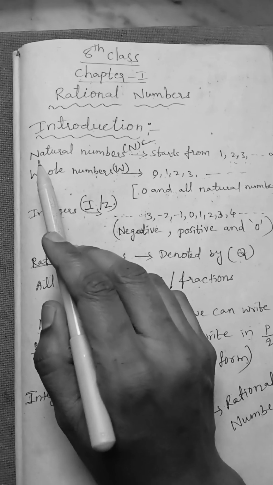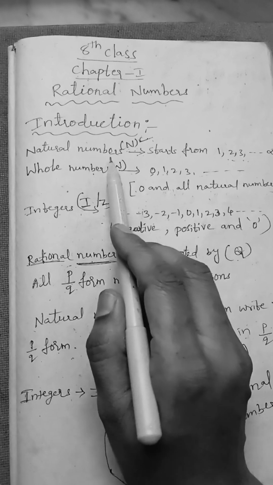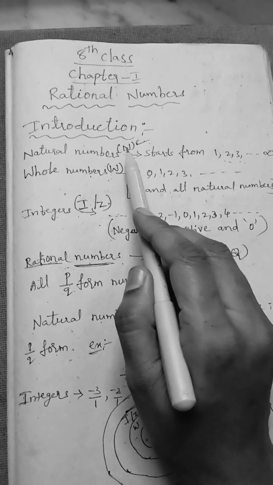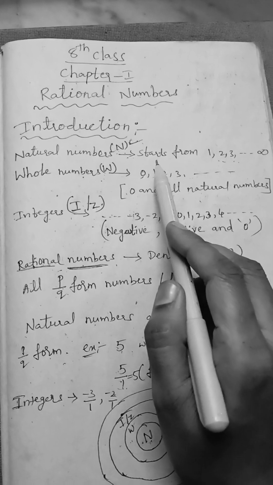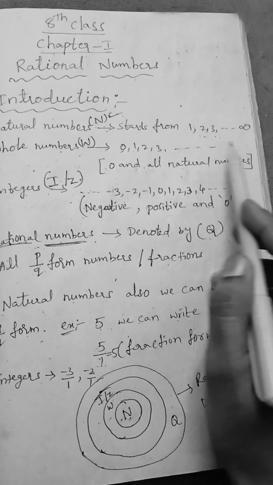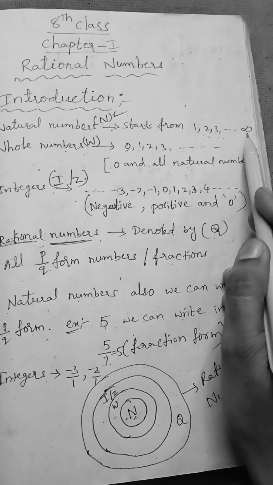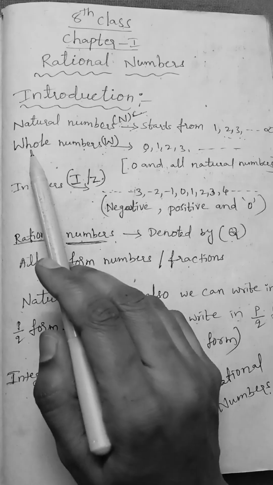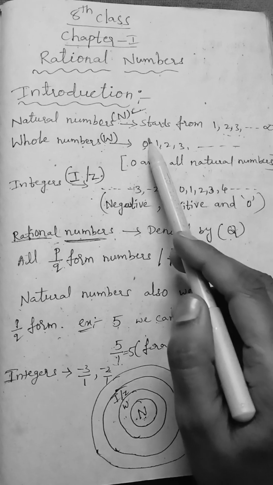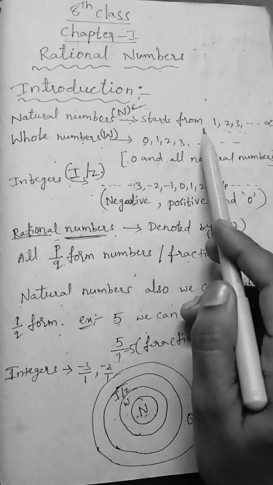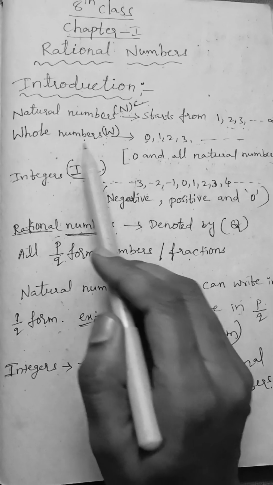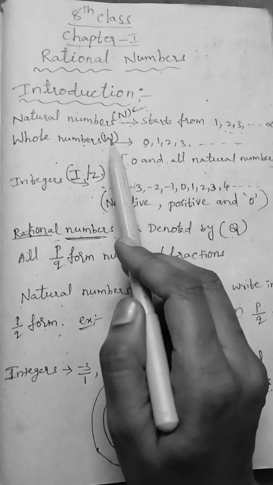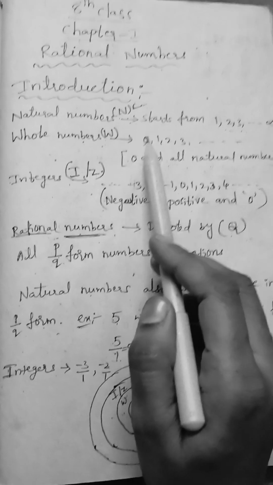Introduction: first we have to know natural numbers. Natural numbers are denoted by capital N. Natural numbers start from 1 to infinite numbers. So if we include 0 to natural numbers, that will be whole numbers. Whole numbers are denoted by capital W. Whole numbers start from 0.